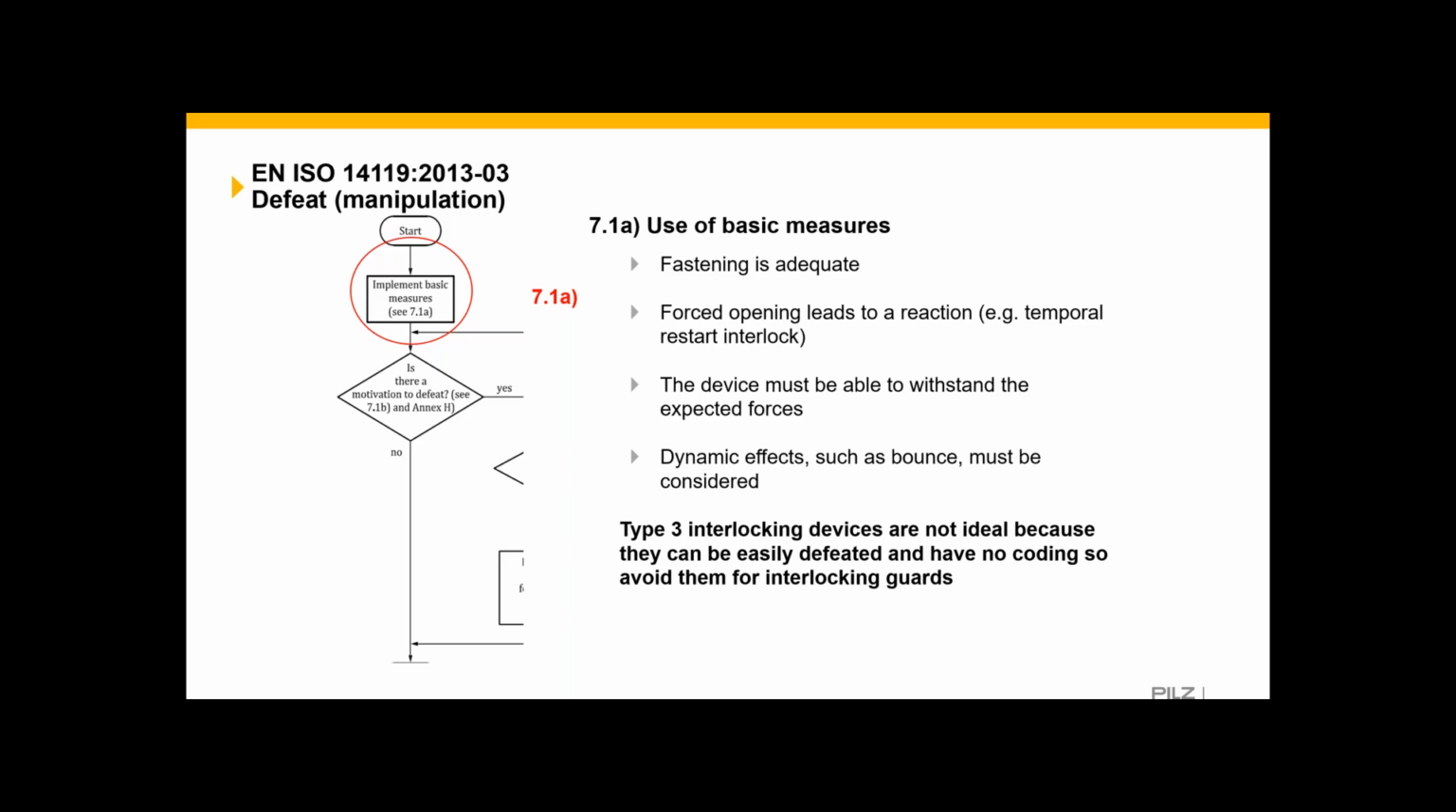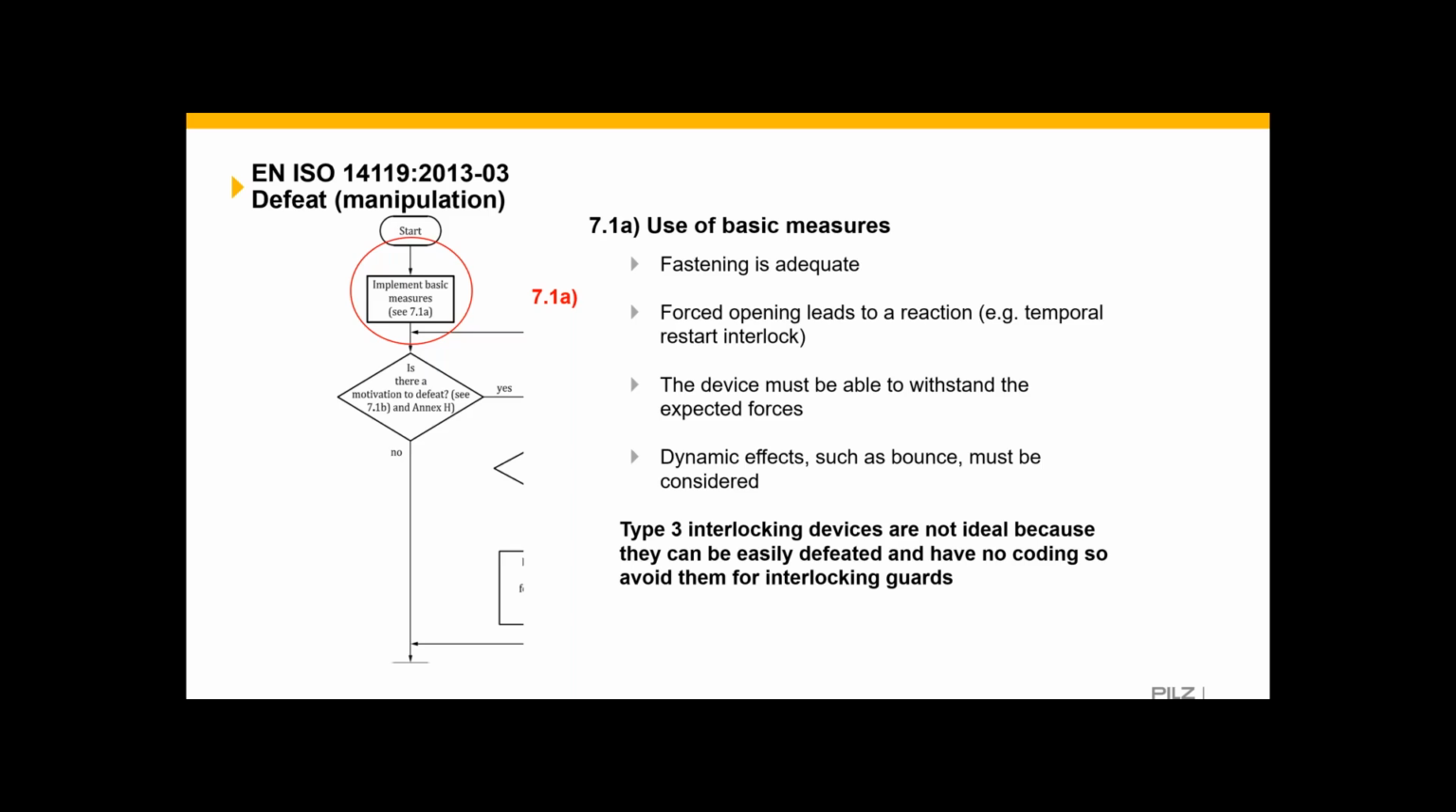So if we look at use of basic measures, we need to look at is fastenings adequate? So the fastenings shall be adequate, so they should be reliable, and the loosening of them shall require a tool. Self-loosening shall be prevented. Force opening of the interlock must lead to a reaction, i.e. damage or equivalent time-consuming measures. So it may be that there's a temporal restart. The device shall be selected in order to be able to withstand the expected forces. And what we mean by that is dynamic effects like bouncing or chattering shall be considered.